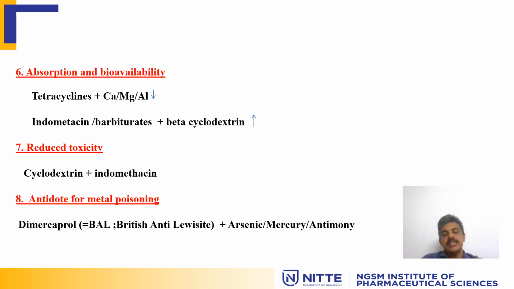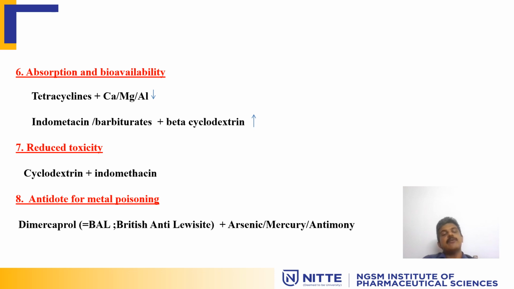Next application is that it can act as an antidote for metal poisoning. Metals like arsenic, mercury and antimony form complexes with dimercaprol, which can act as an antidote. Antidote means it acts against poisons. So arsenic, mercury and antimony poisoning can be treated using an antidote like dimercaprol. Once dimercaprol is added, it forms complexes with these metals, and the toxicity caused by these metals can be significantly reduced.